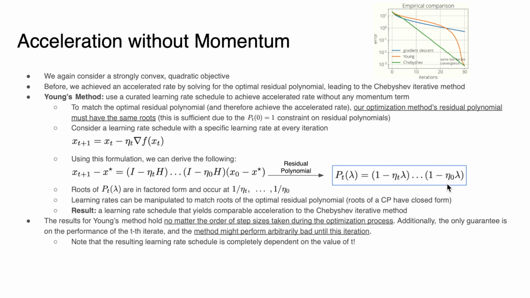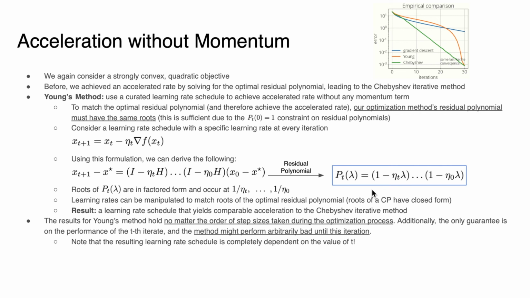And if we take a close look at this residual polynomial, what we notice is that the roots are very obvious. They're factored out into each of these terms. Furthermore, these roots are actually dependent on the setting of our learning rate. So because we can manipulate our learning rate, one thing that we can do is set our learning rate at each iteration such that the roots of this residual polynomial exactly match the roots of the optimal residual polynomial from the Chebyshev iterative method.